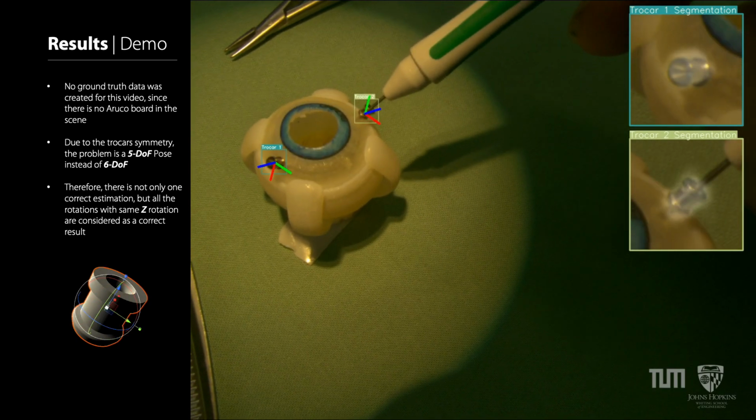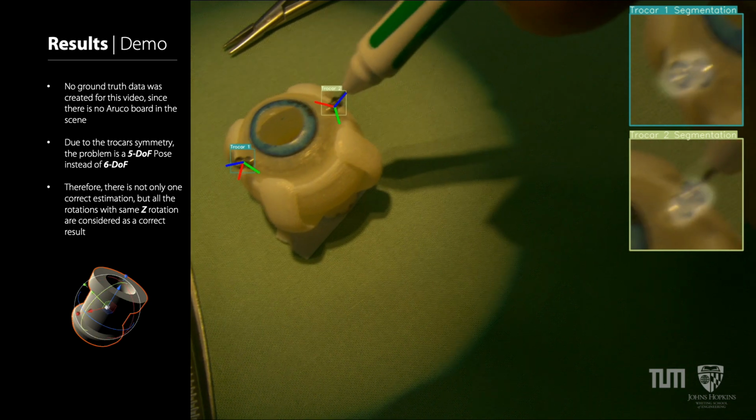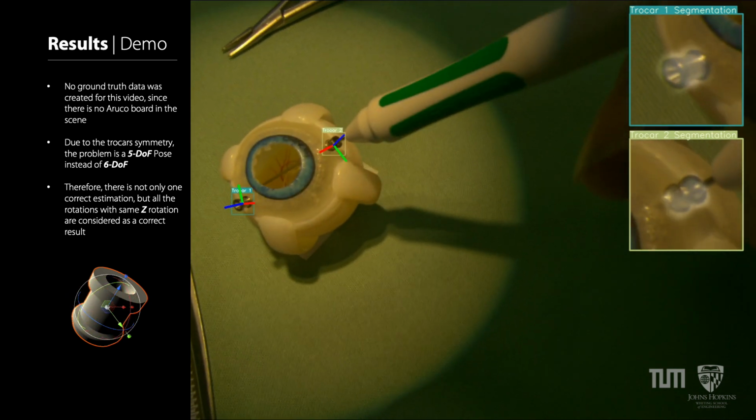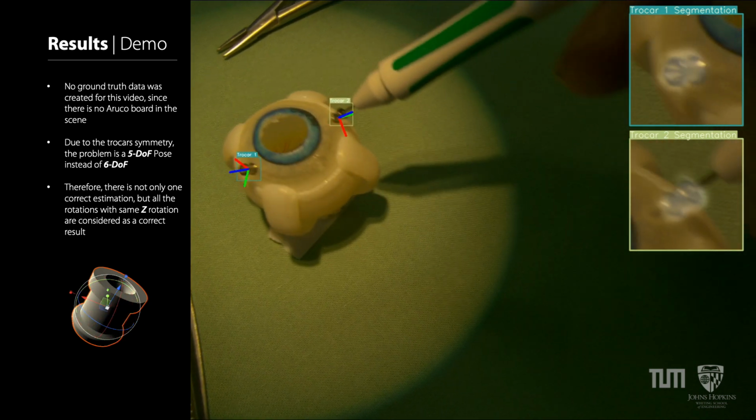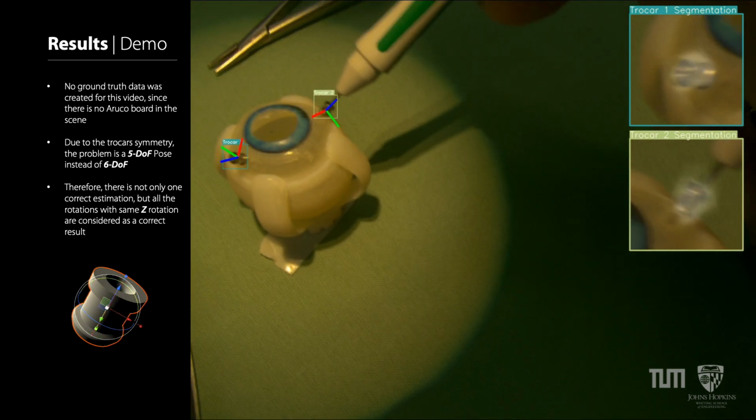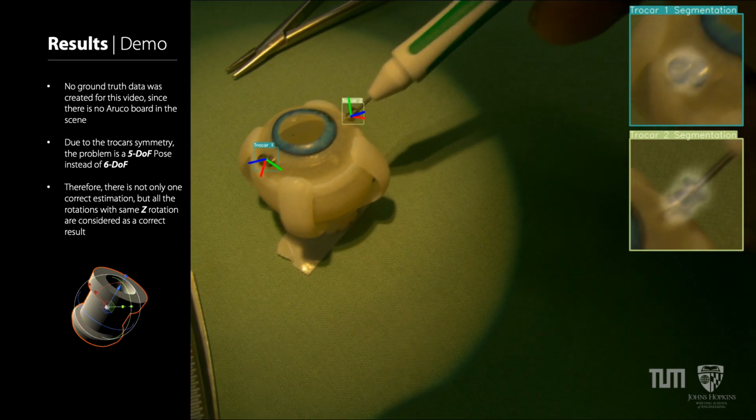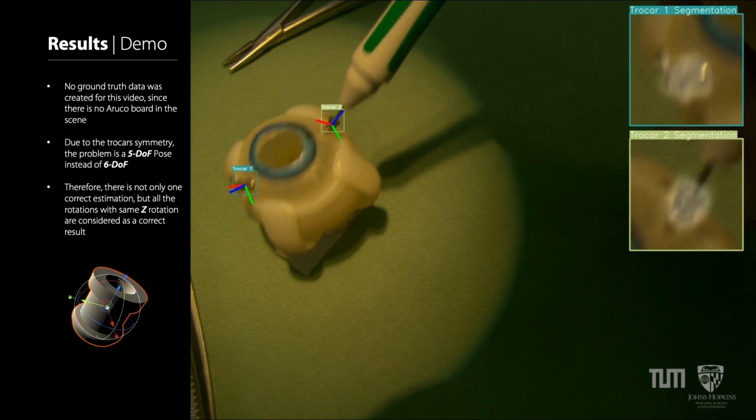To finalize, you can see a demonstration of the method on a scene without any markers with multiple trocars. It's again important to mention that the only important rotation to consider is the one around the trocar axis of symmetry, as shown on the bottom left figure.